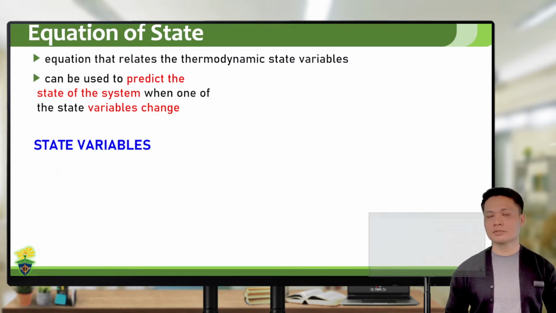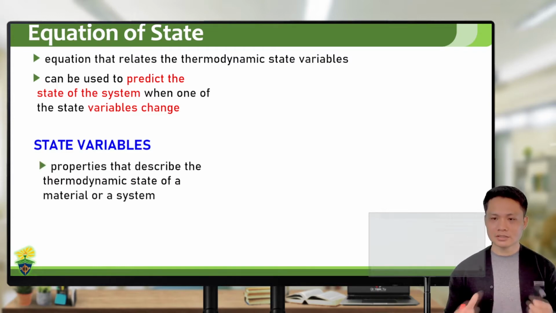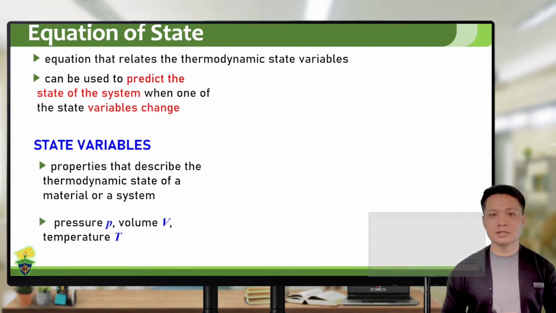These state variables are quantities that describe the thermodynamic state of a certain material or a system of particles, or simply a system. And these are the most common state variables: the pressure, the volume, and the temperature.